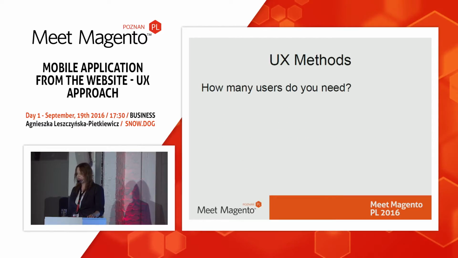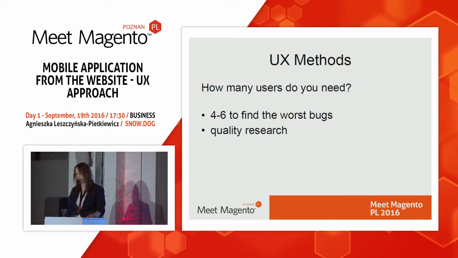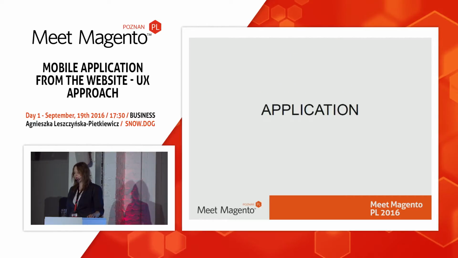And how many users do you need? The answer is not so many, because this is quality research. You actually need 4 to 6 users to find the worst bugs. Of course, to have really proper research, you need more. But all research says 4 to 6 users is really enough to find the worst bugs.